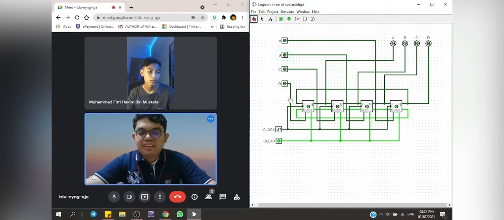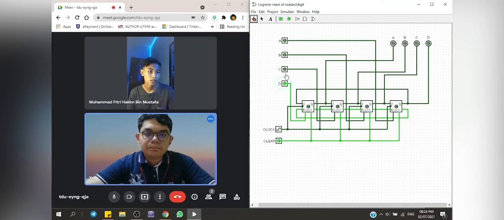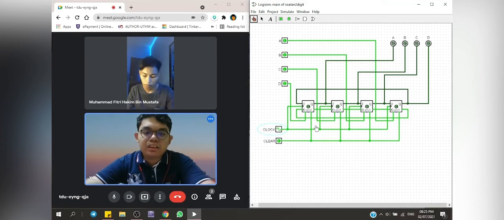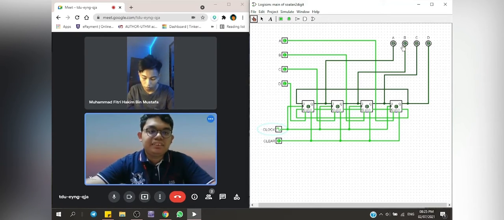For shift right, line number 4, clear 1, input D1, C1, B1, and A1. The clock pulse will be 1. The output will be D0, C0, B0, and A0.